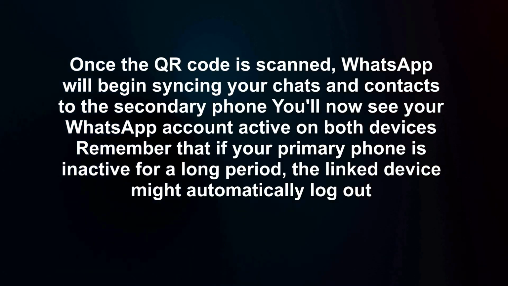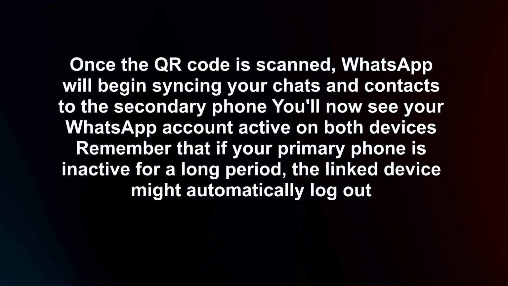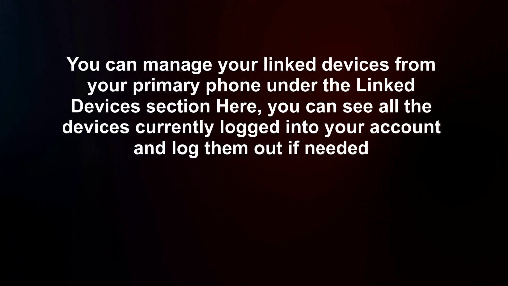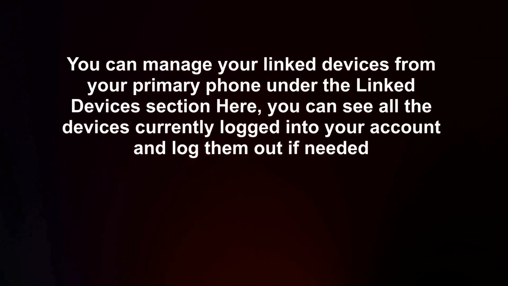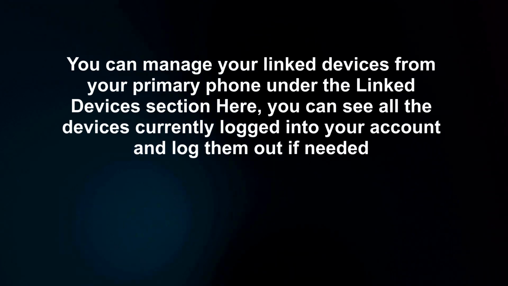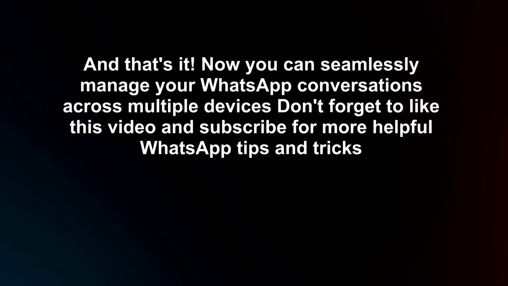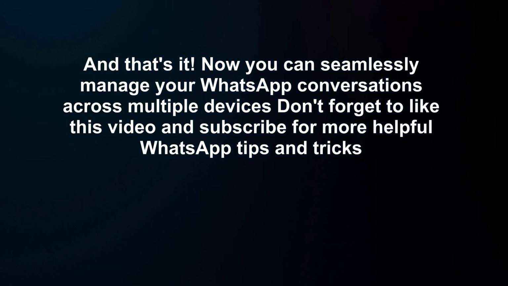Remember that if your primary phone is inactive for a long period, the linked device might automatically log out. You can manage your linked devices from your primary phone under the Linked Devices section here. You can see all the devices currently logged into your account and log them out if needed. And that's it. Now you can seamlessly manage your WhatsApp conversations across multiple devices.